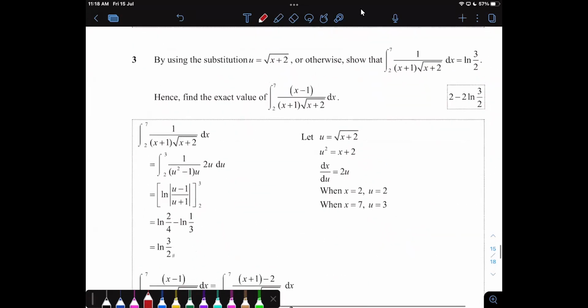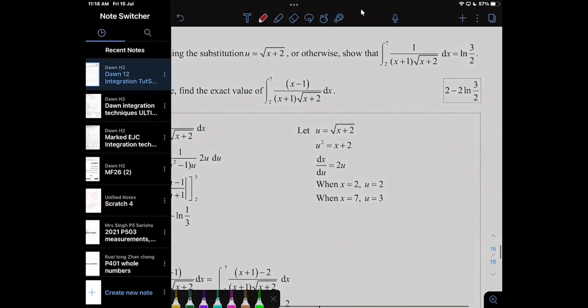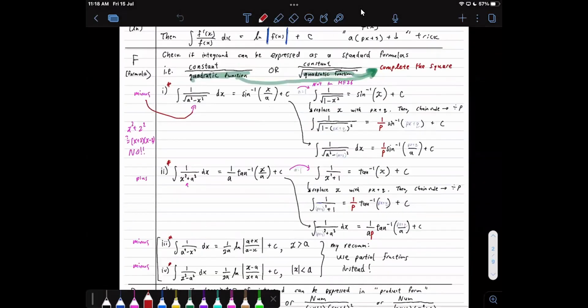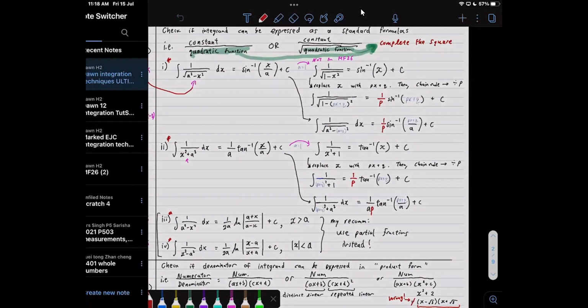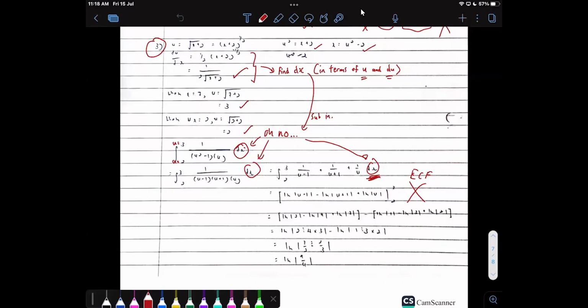Then question 3. Let's see your answer for question 3. This one, at least you finally remembered to change the limits. Okay. First time that you remember to change the limits. Good. Then here there's a problem. Still incomplete. For dx, you must replace the dx with du. Replace the dx in terms of u and du.